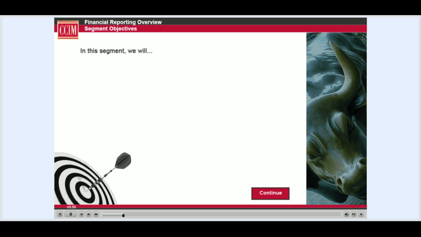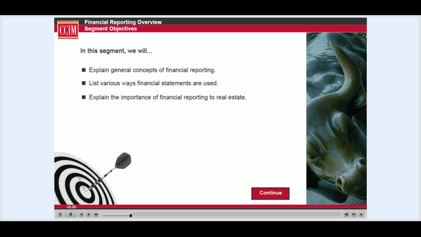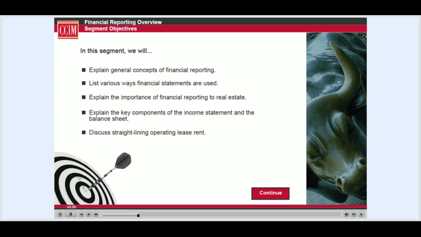In this segment, we will explain general concepts of financial reporting, list various ways financial statements are used, explain the importance of financial reporting to real estate, explain the key components of the income statement and the balance sheet, and discuss how rent is accounted for in the reporting world versus the cash flow world.